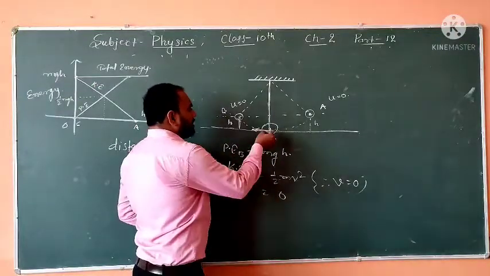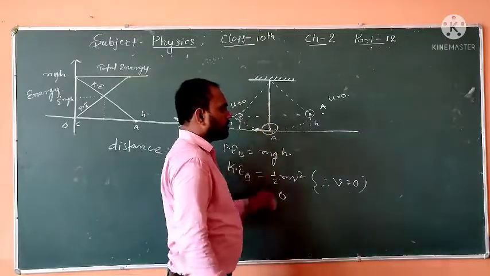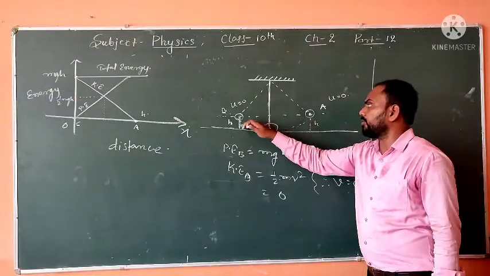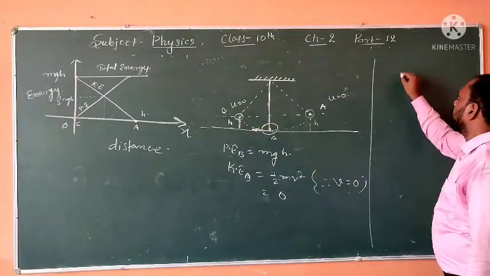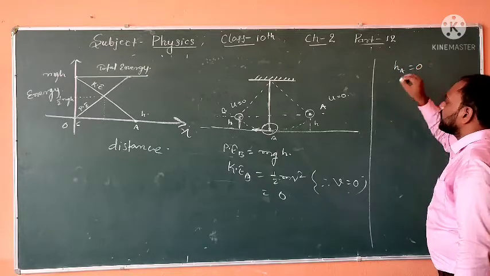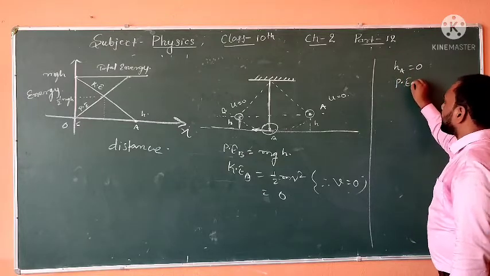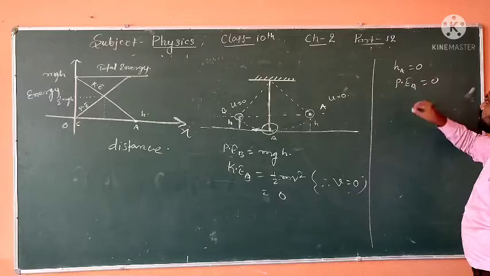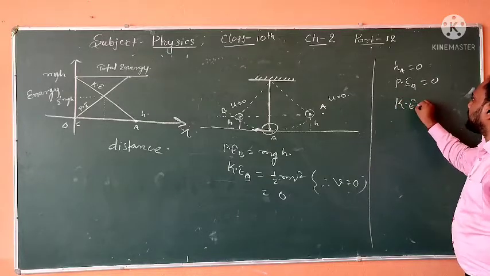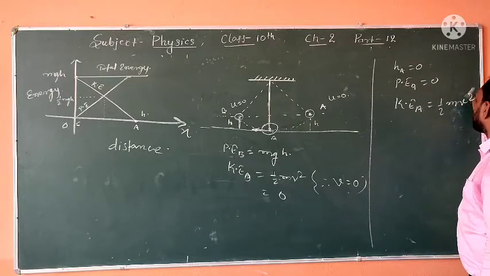But when the body moves to point A, there will be no potential energy because its height will decrease to 0. Height at A will be 0. That's why the potential energy at A will become 0, dear, and kinetic energy at A will become half mv².